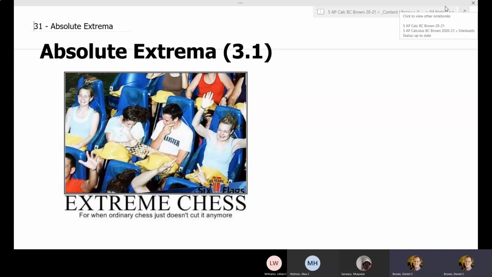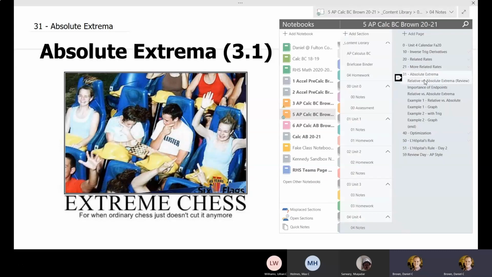So today with absolute extrema, you can follow along in OneNote or just on whatever you want to take notes on. There are just several things that are going to be slightly different with absolute extrema versus relative extrema, but there are going to be a lot of overlapping ideas as well.